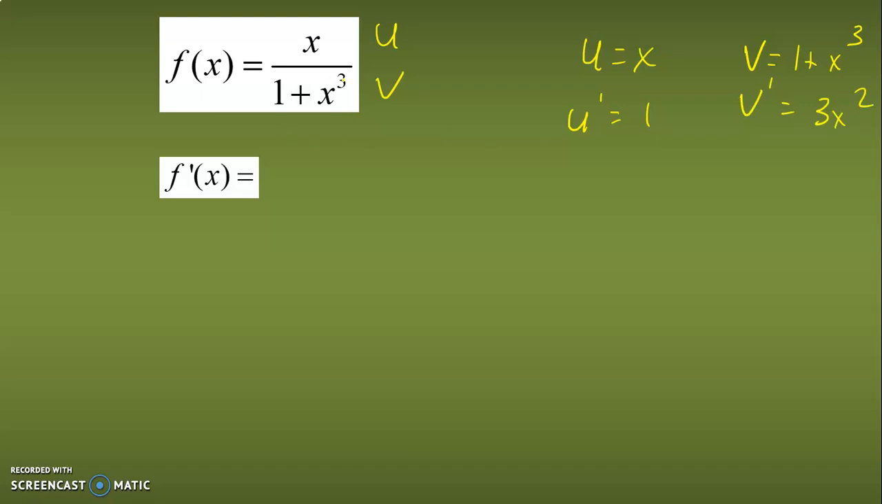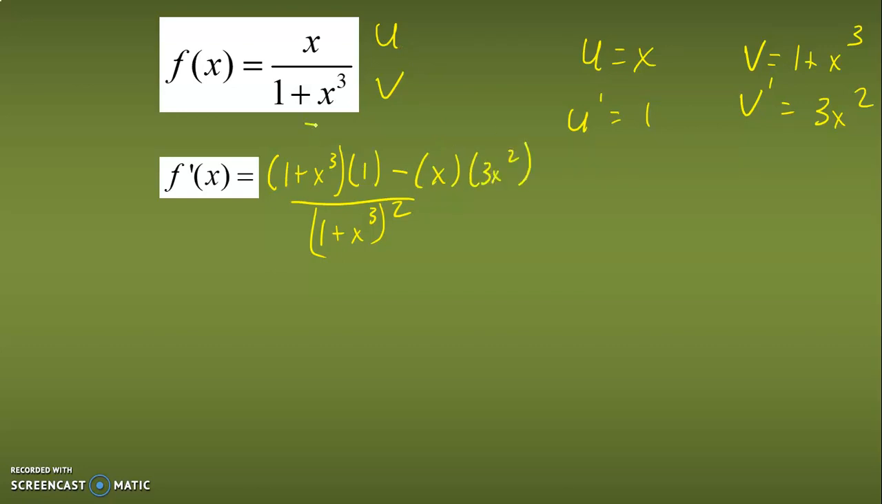So again, the way I memorize it, I don't remember that high-low thing. I just remember that whatever's on the bottom, you start with that and you square it. So take v and do v squared on the bottom and put v at the start of the top. And now I just need to mix and match. So since I started with v, now I need u prime minus, and now I need u times v prime.